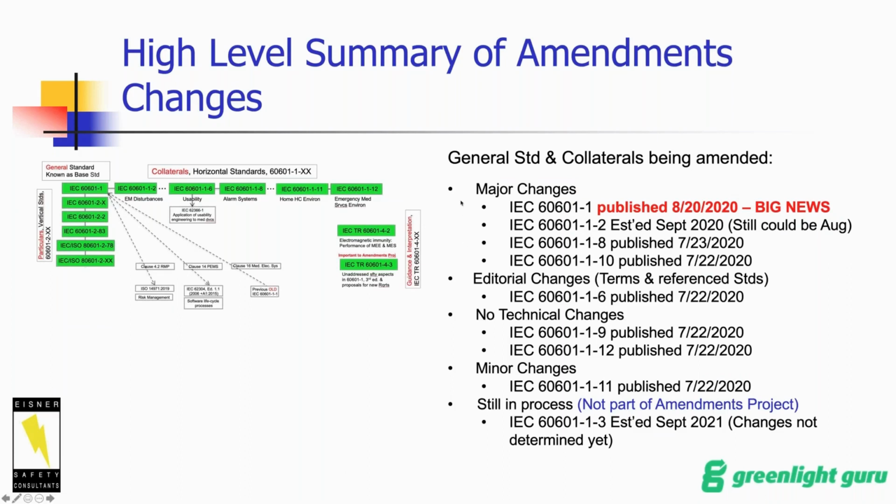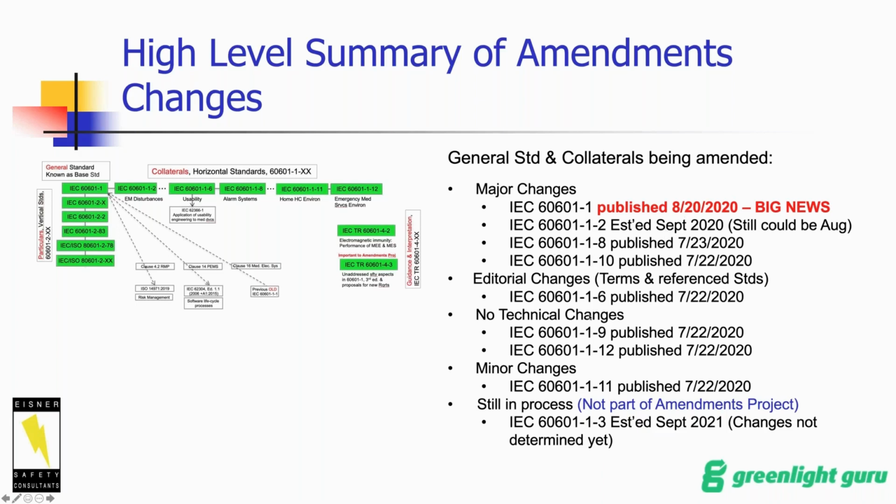So this is a quick summary of some of the changes. The major changes are in the general standard, the EMC standard, the alarm standard, and the closed loop controller standard. And here is the big news. The general standard just literally got published, Amendment 2, last Thursday. I was waiting with bated breath for when that was going to happen.